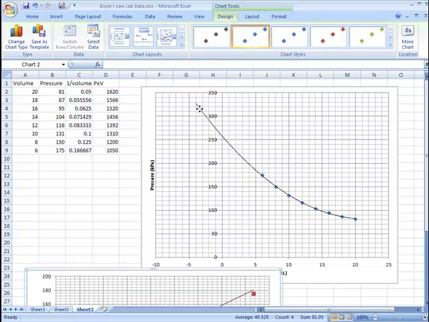Next thing here is in pressure. As the pressure goes up, what happens to the volume in milliliters?